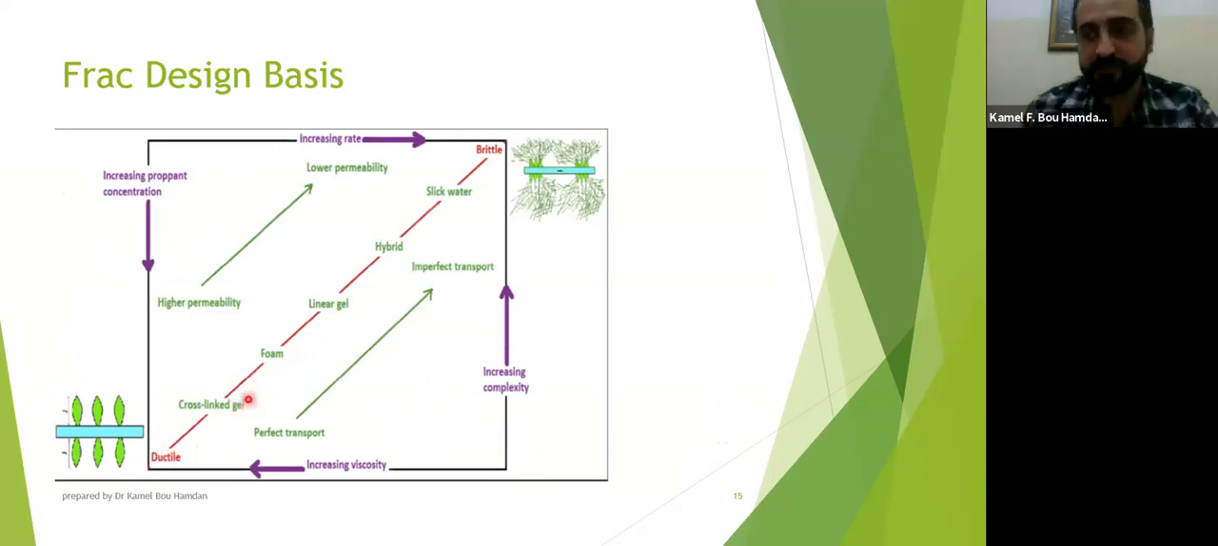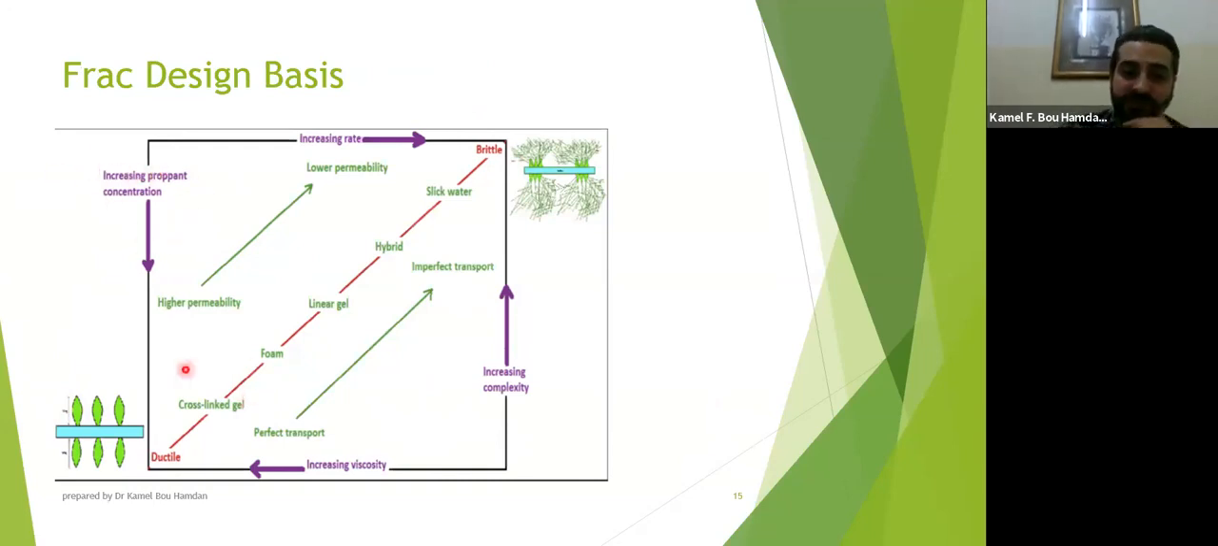For ductile ones, we most use the cross-linked gel, and it's going to have a large amount of proppants as well. So lots of proppants filling our fracture, keeping our conductivity high. For brittle ones, we use slick water, and we don't really use large amounts of proppants because our fracture width is already not that large. It's kind of small, so it cannot really fill too many layers of proppants. Anything in between, we can use other kinds of fluids, so linear gel, foam, hybrid, or so on.